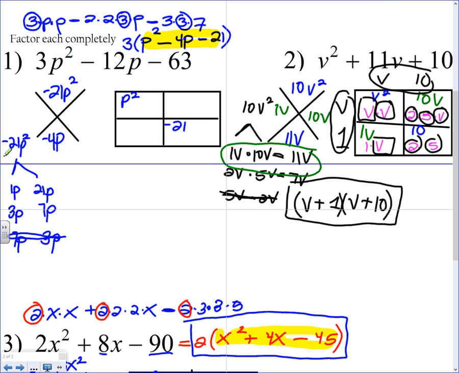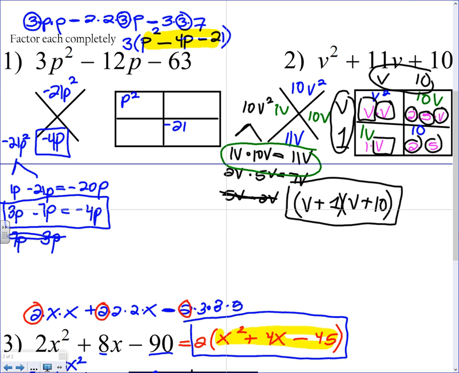Now, can a positive times a positive give me a negative answer? No, if the answer is negative, one of these has to be negative. For a clue, look at the bottom one. This one and the larger ones will have the same sign. So if this is negative, the larger ones have to be negative. 1p minus 21p will give you negative 20p. 3p minus 7p will give you negative 4p. Now, the one that I pick is the one that gave me this answer.